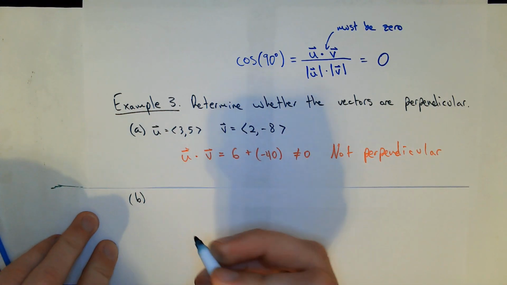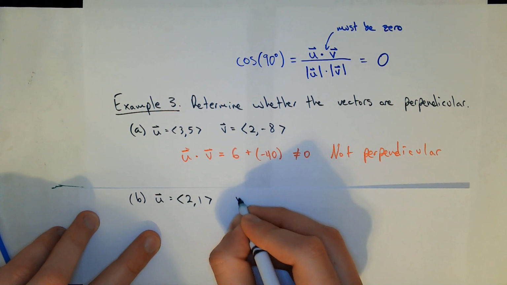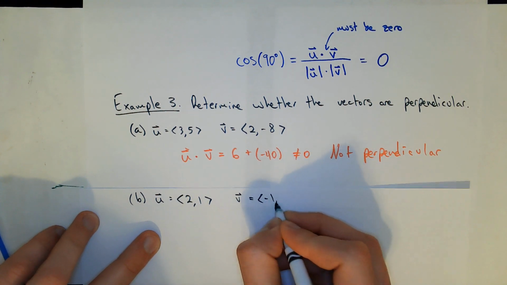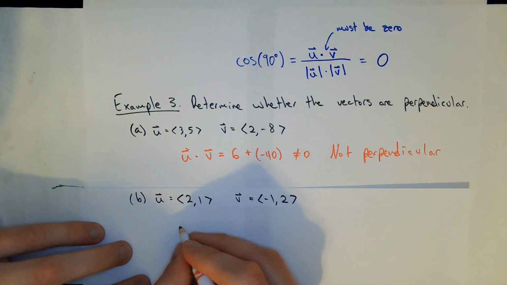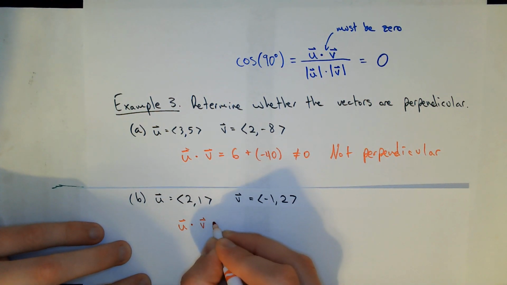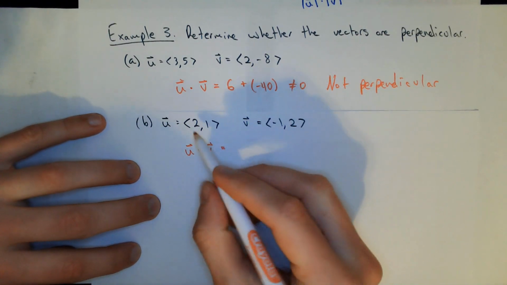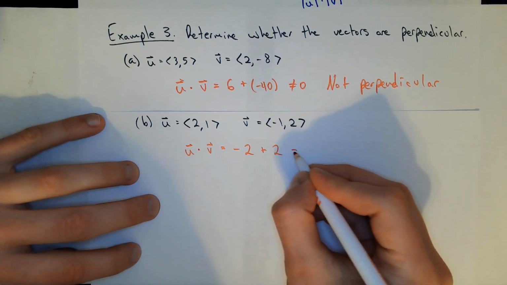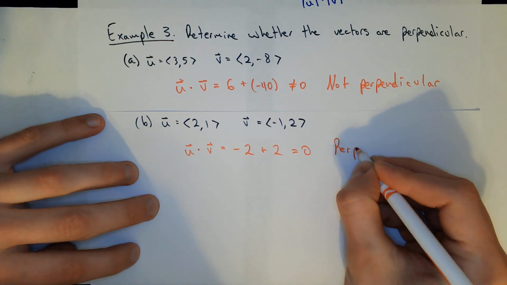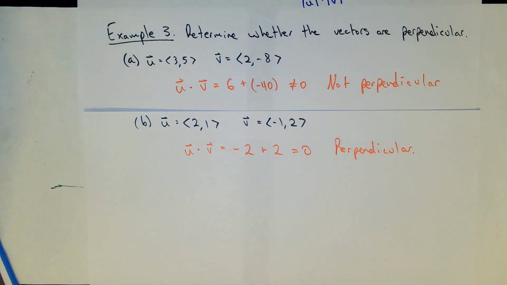Part B is two new vectors, u is 2, 1, and v is -1, 2. This seems like it might have a better chance, but we should calculate it to be sure. U dotted with V is going to be equal to 2 times -1, that's -2, and then plus 1 times 2, which is 2, that's 0. They are perpendicular. Nice. Really fast way to tell if two vectors are perpendicular.